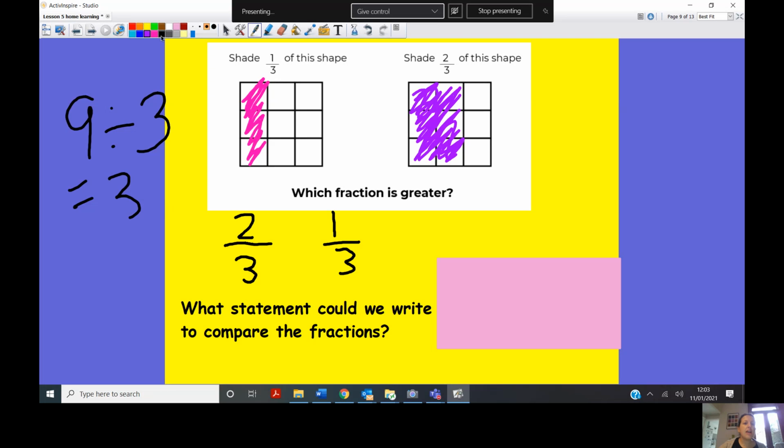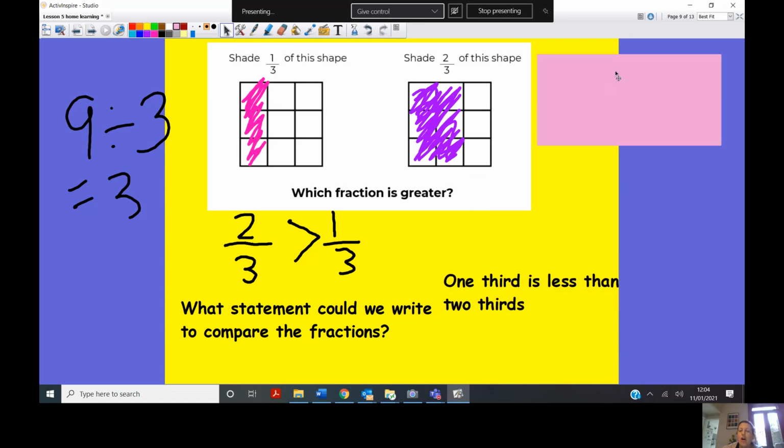So what we are going to look at now is which shape is greater, which fraction is greater. With this diagram, we have a very clear idea because we can see visually that more squares are shaded on this square than in that square. So we can say that 2/3 is greater than 1/3. Remember, our hungry crocodile is going to want to eat 2/3. There's more of these squares for him to eat. What statement in a sentence could we write to compare these fractions? Have a think.